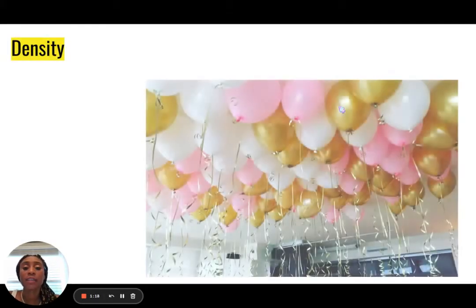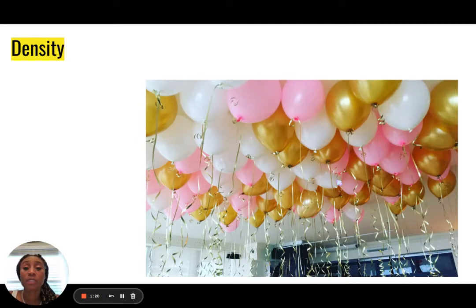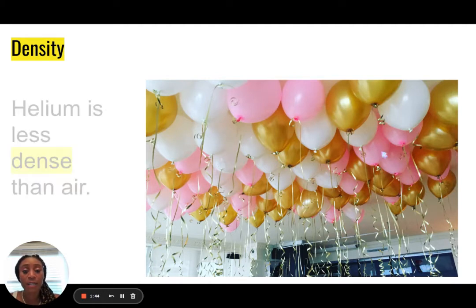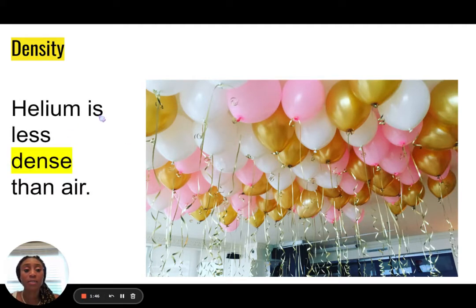Now, if you look at this picture here, you'll see some balloons floating to the ceiling of a party. Why are they floating? They just put a gas called helium inside the balloons, and that caused them to float. Well, guys, the reason those balloons are floating is because the particles inside of them are further apart than the particles of air. Because of that, helium is considered to be less dense than air. And because it's less dense than air, it's going to float above the air.